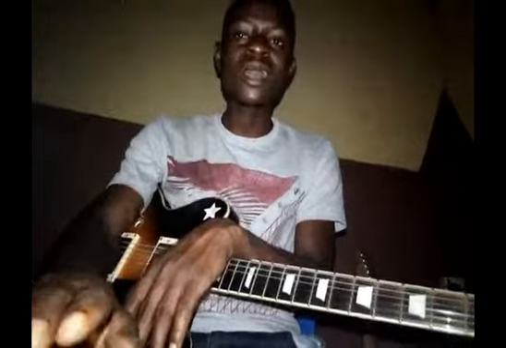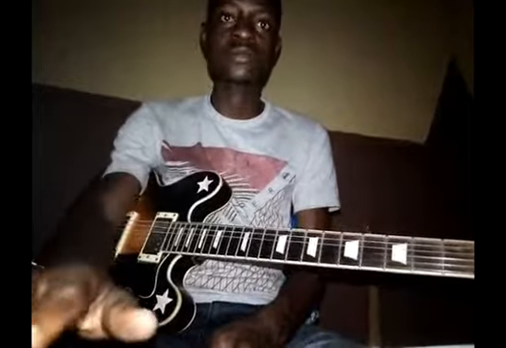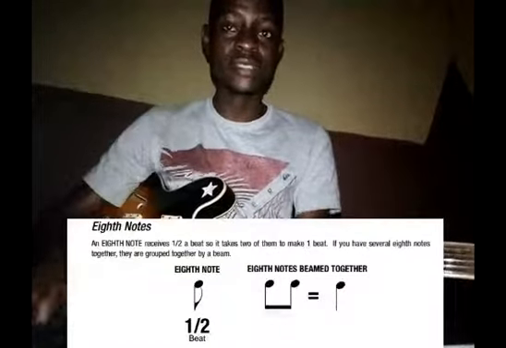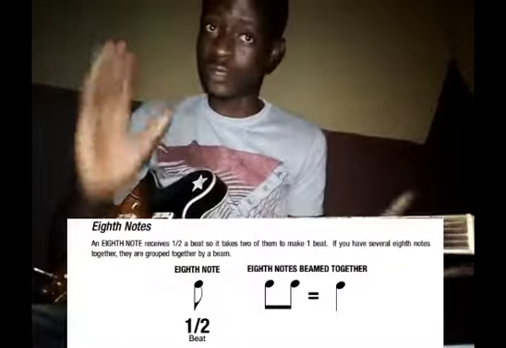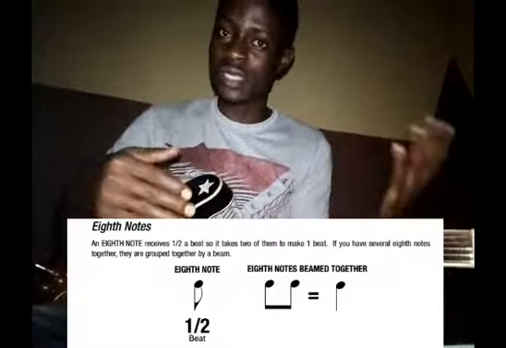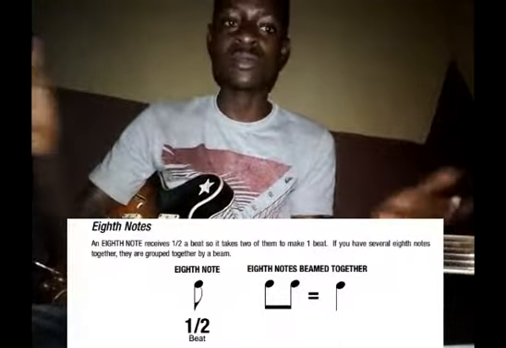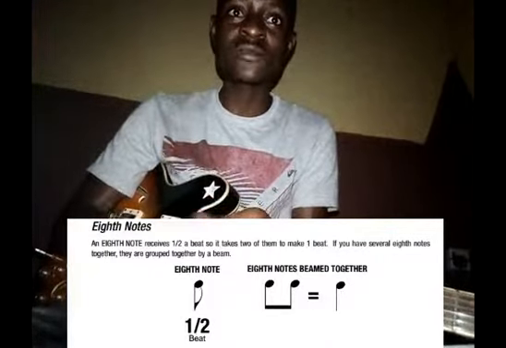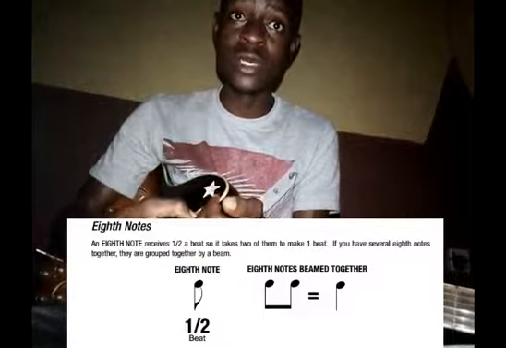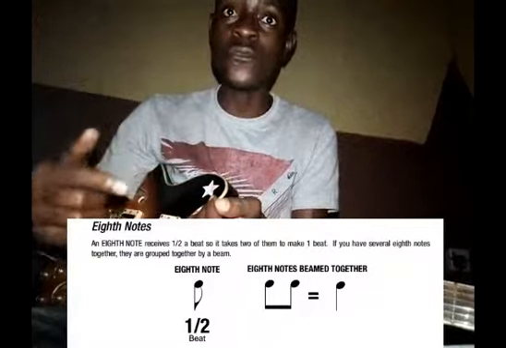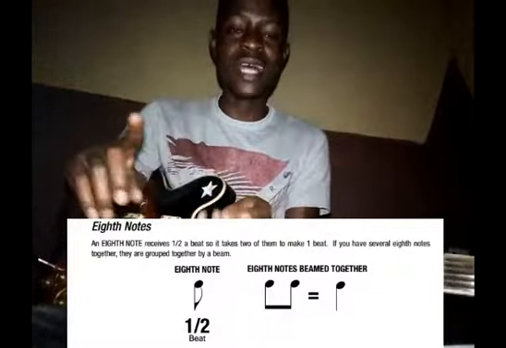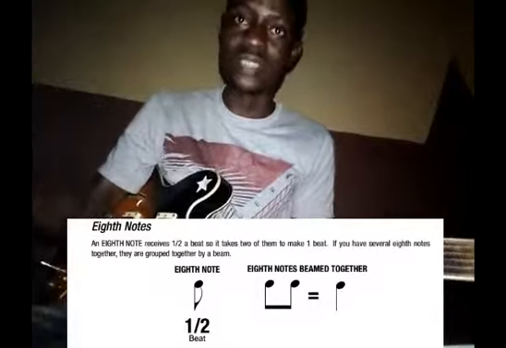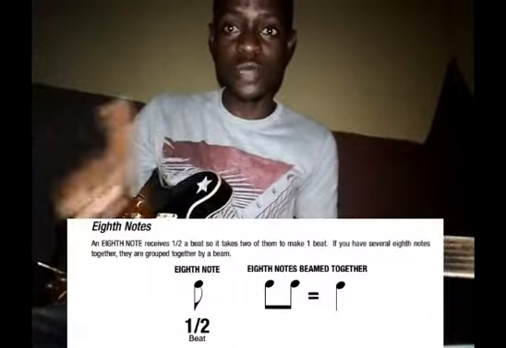Now we have 8 notes. I was explaining 8 notes, and I said an 8 note takes half a beat. So when you are playing it, you don't just play it up to a beat, you play it half a beat, but most times it is tied together. They said an 8 note receives half a beat, so it takes 2 of them to make a beat. Half plus half makes 1, so it takes 2 of them to make 1 beat.